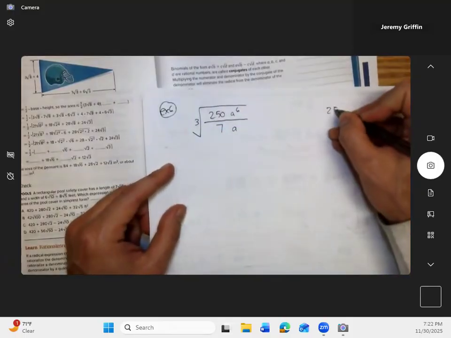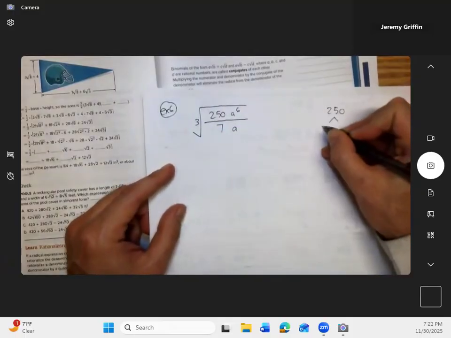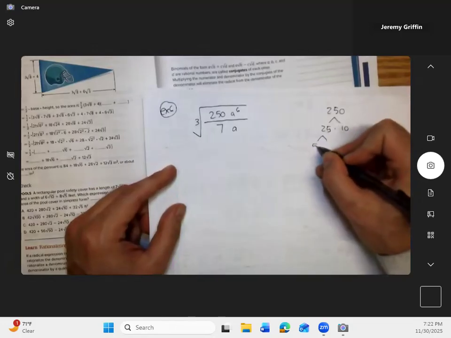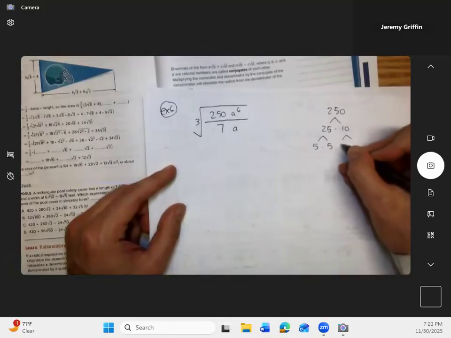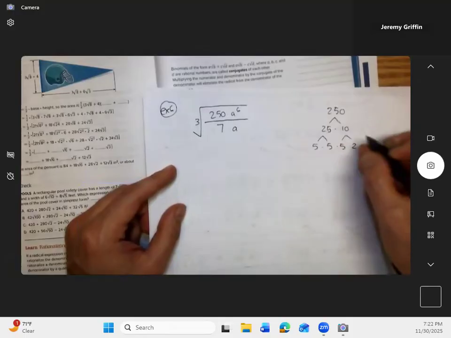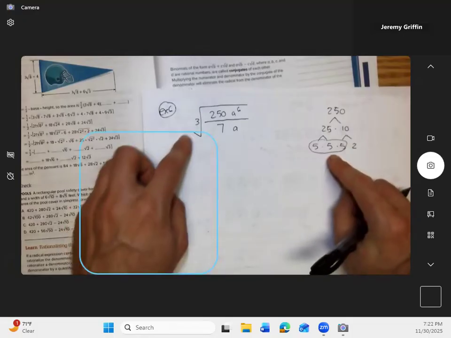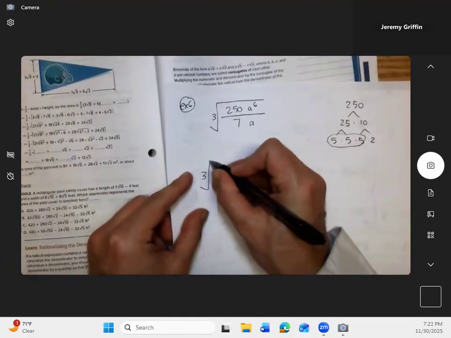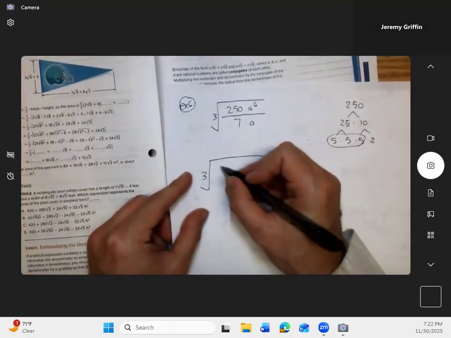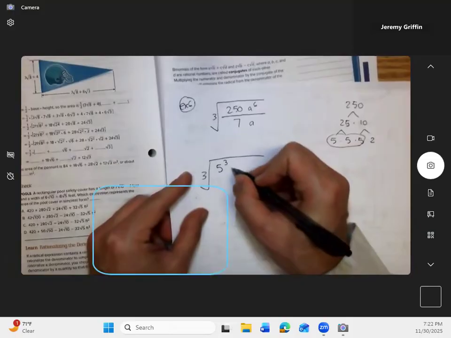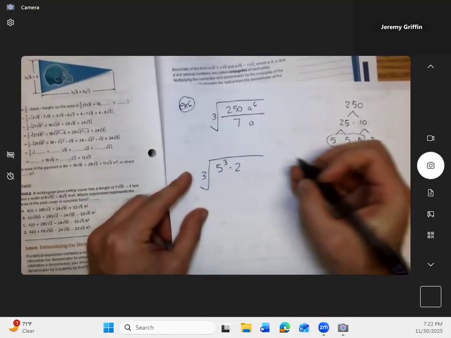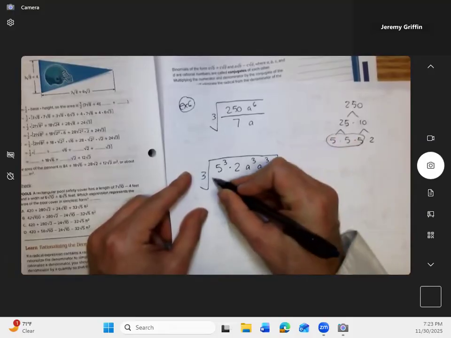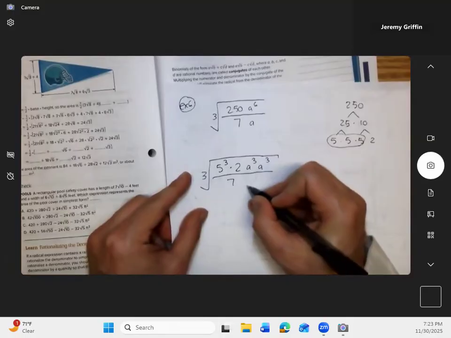Okay. What is 250 on a factor tree? Well, that could be 25 times 10, couldn't it? 25 and 10. And 25 breaks down to 5 times 5. 10 breaks down into 5 times 2. Oh, look, I have a triplet of 5s, and we're taking a cube root. Okay, so that could be handy. Okay, I'll go rewrite this. I got a cube root. 250 is the same thing as 5, 5, 5, and there's a 2 in the mix. A to the 6, that's like a to the 3, a to the 3, all divided by, we got 7a.